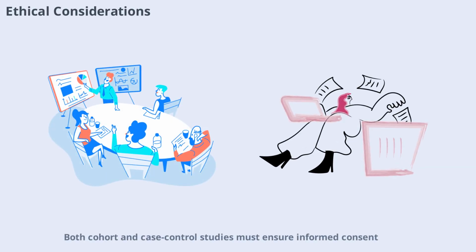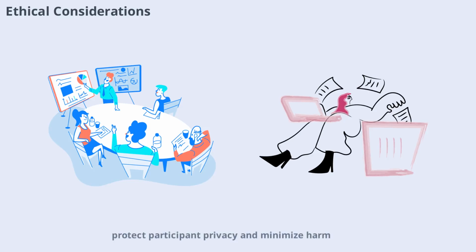Ethical considerations are paramount in all clinical research. Both cohort and case control studies must ensure informed consent, protect participant privacy, and minimize harm. Researchers must also be transparent about potential conflicts of interest and ensure that their studies are approved by relevant ethics committees. Maintaining high ethical standards builds trust and credibility in research findings.